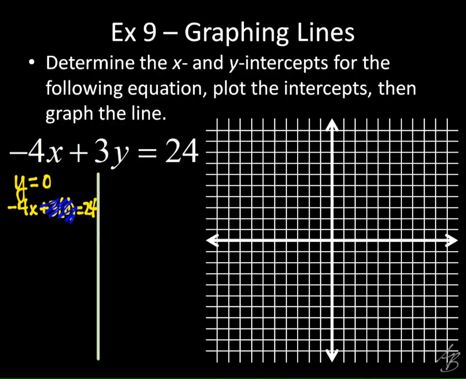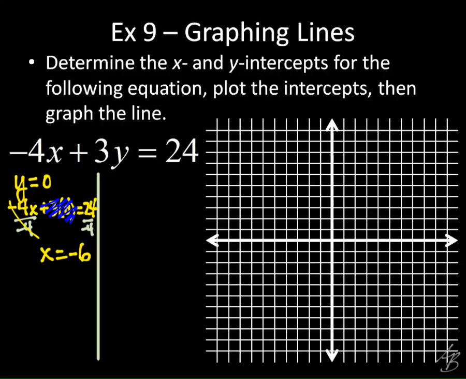So how do I get that x by itself? Divide both sides by negative 4, good. So dividing by negative 4 cancels out my 4s, and leaves x equals negative 6. Now, let's write that as an ordered pair.